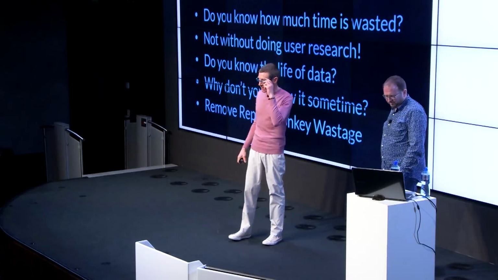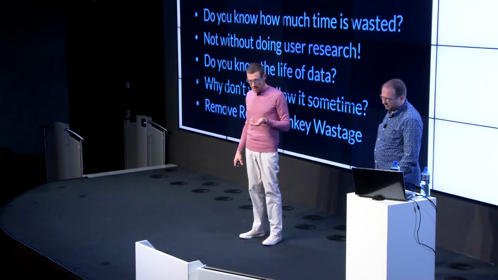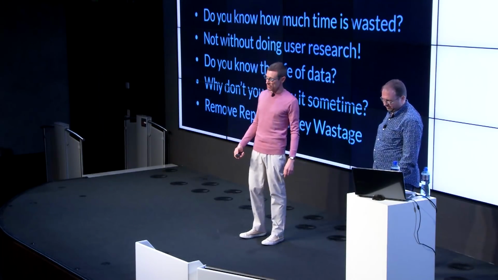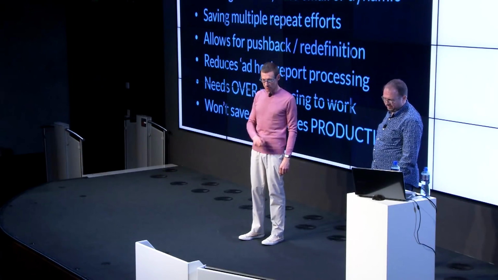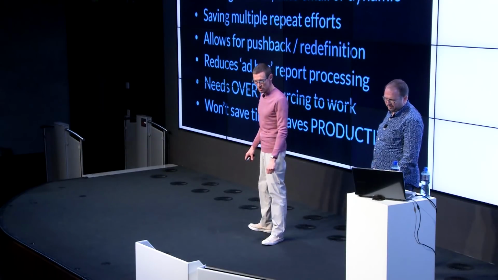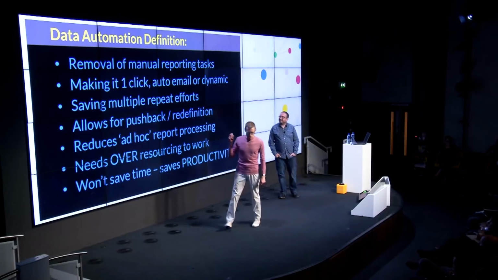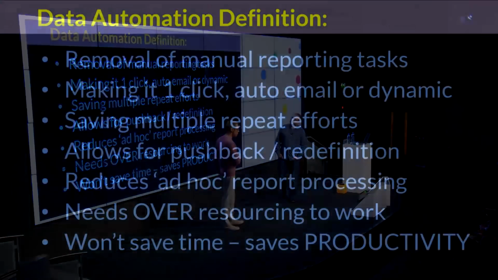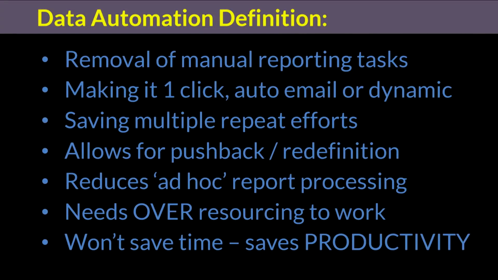It's not a way of making them productive, and it means that you're just sucking productivity out of the entire company. It's a great way to waste all your analytics resource. So automation is about removing manual reporting tasks that are a pain, making it a one-click setup, automatically emailed to people, or some dynamic piece of content that updates as soon as somebody looks at it and interacts with it.